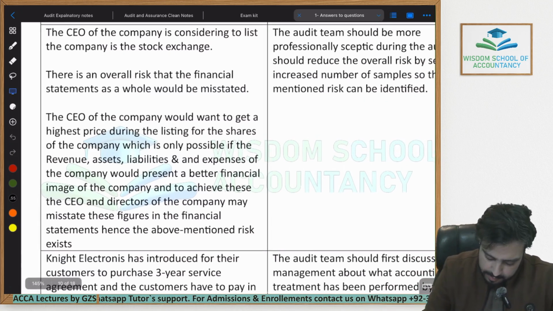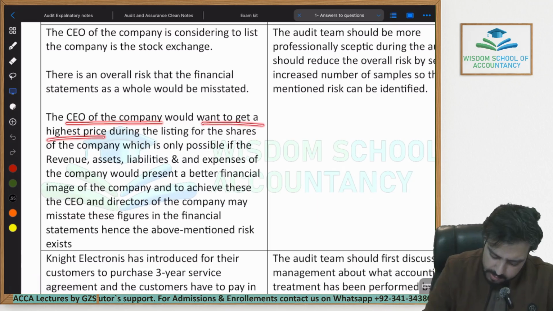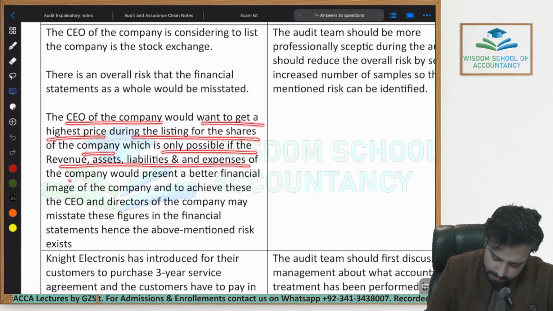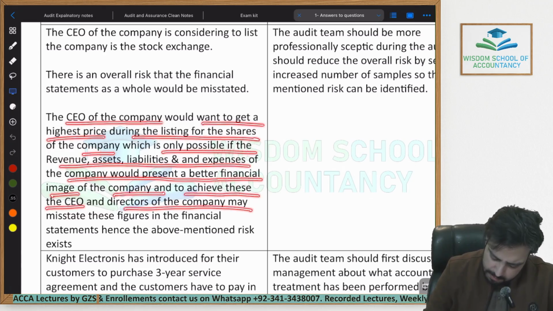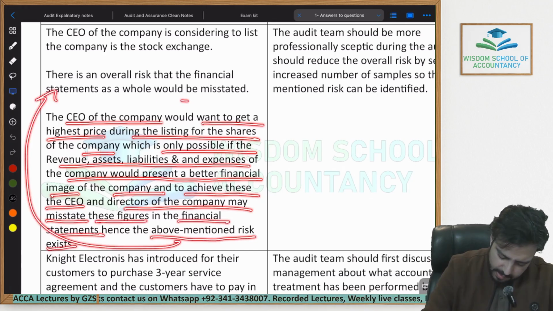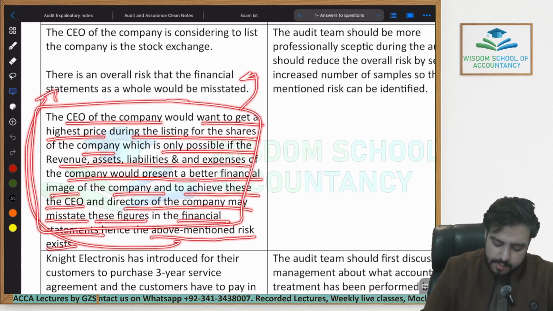Let's read what I've written here. The CEO of the company would want to get the highest price during the listing for the shares of the company, which is only possible if revenue, assets, liabilities, and expenses of the company would present a better financial image of the company. And to achieve this, the CEO and the directors of the company may misstate these figures in the financial statements, hence the above mentioned risk exists. This is the reason why the above mentioned risk is existing.